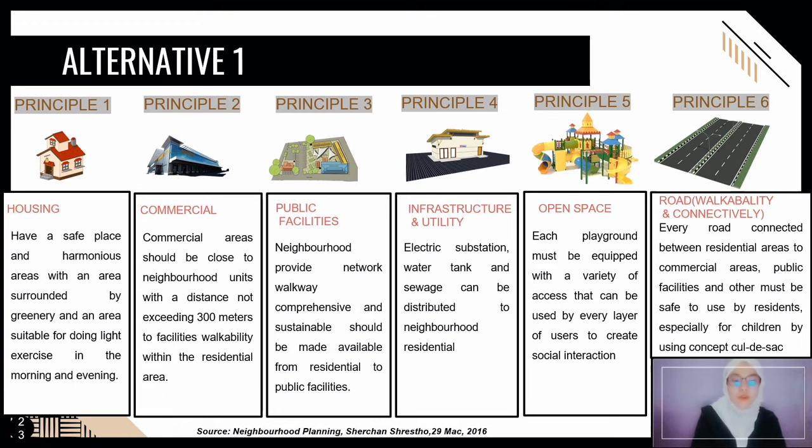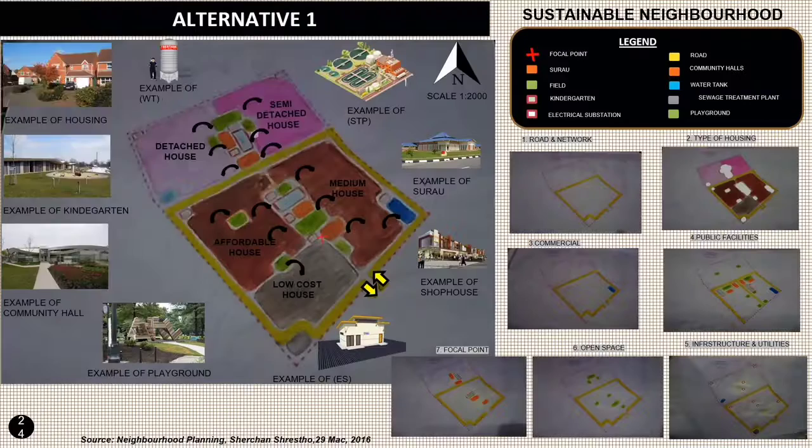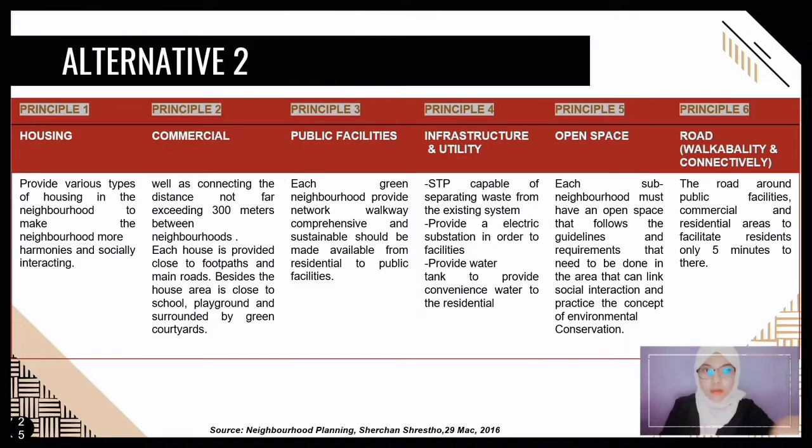So alternative 2, principle 1, housing: provide various types of housing in the neighborhood to make the neighborhood more harmonic. Principle 2, commercial: commercial houses are provided close to footpaths and main roads. Principle 3, public facility: each green neighborhood provides a comprehensive and sustainable walkway network. Principle 4, we have the infrastructure utility: STP, water tank, and also ES. Principle 5, open space: each sub-neighborhood must have an open space that follows the guideline. Principle 6, the road around public facility, commercial and resident area to allow residents to get there in only 5 minutes.